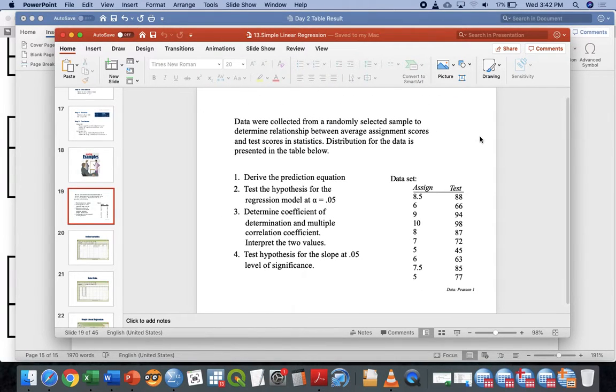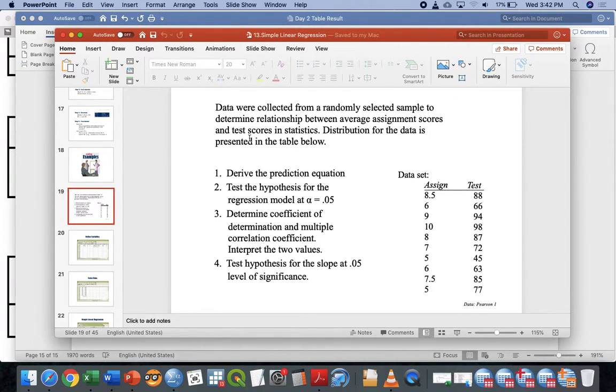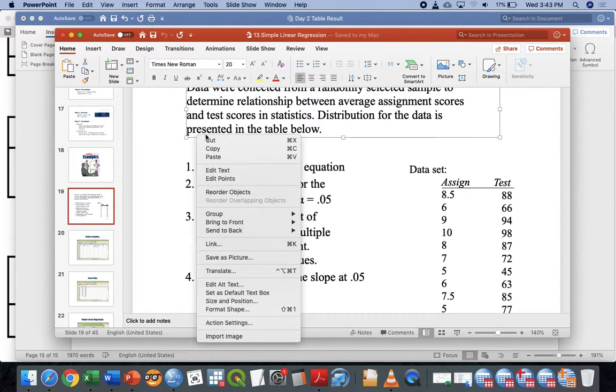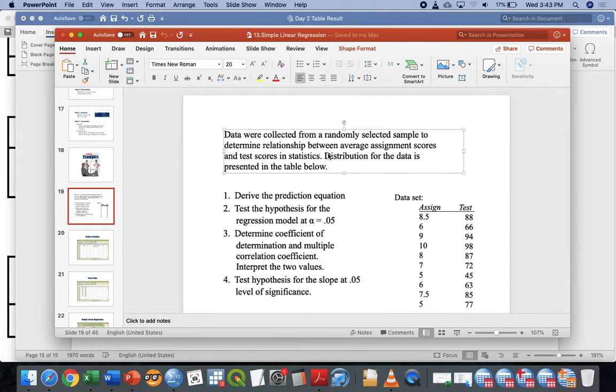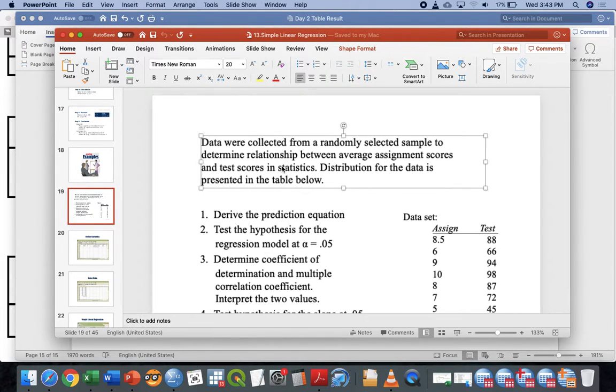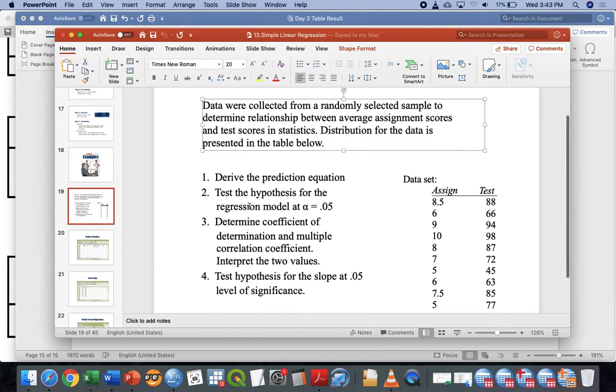Answering this kind of question is very simple. Data were collected from a randomly selected sample to determine the relationship between average assignment score and test score and statistics. The distribution for the data is presented in the table below. This is the assignment score, this is the test score, and then they want the predictive equation, test of the hypothesis, regression model, coefficient of regression, and also multiple correlation coefficient, coefficient of determination, and so on and so forth, R square and R.